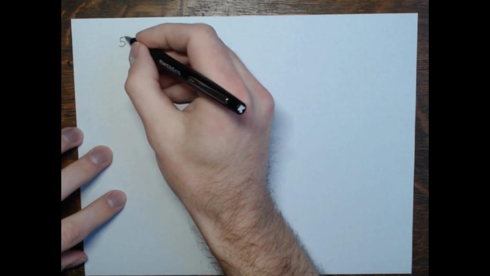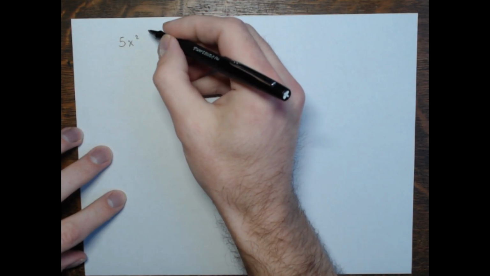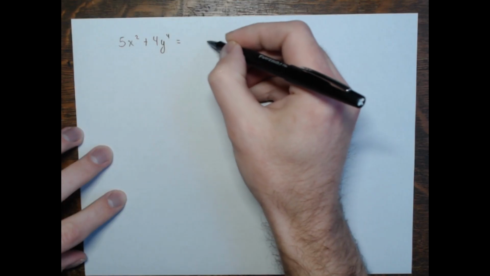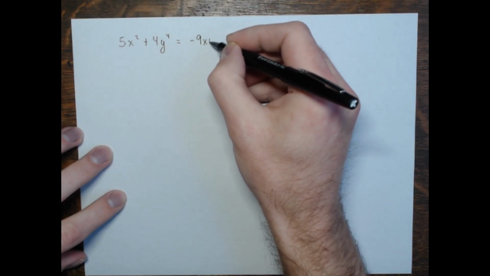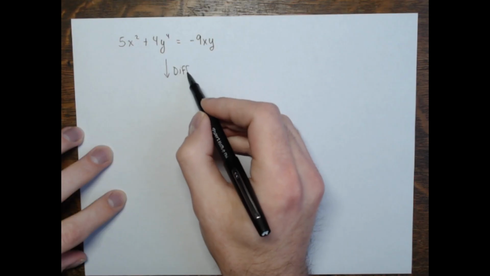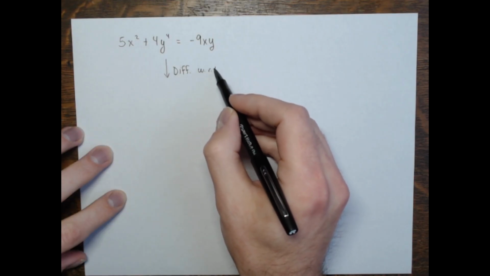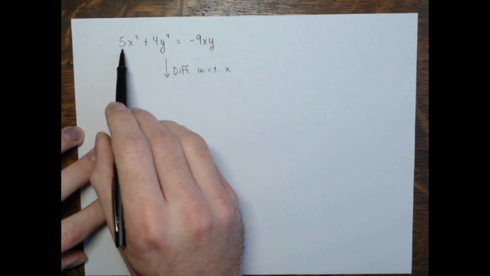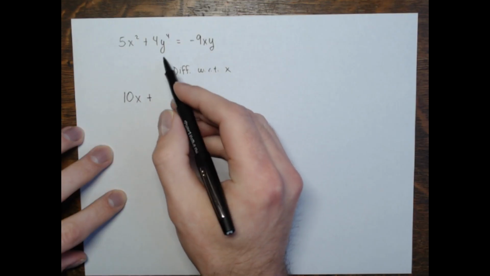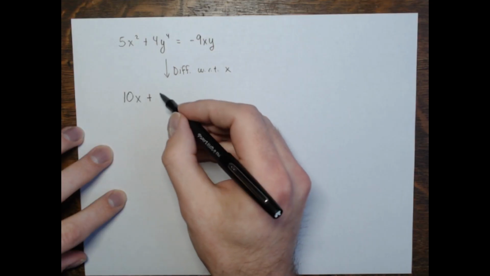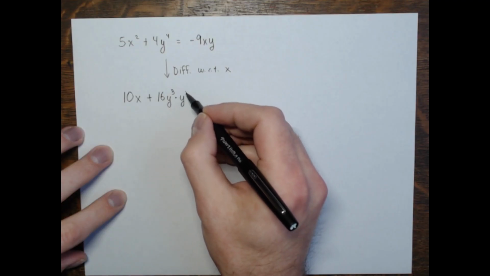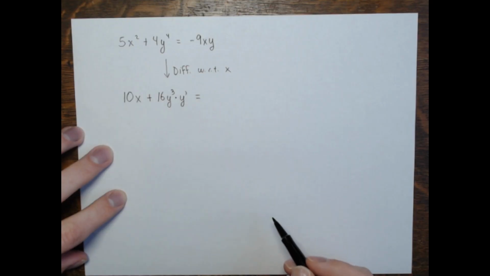So the equation for our curve, right, you got 5x squared plus 4y to the fourth equals negative 9 times x times y. And I'm going to differentiate both sides with respect to the independent variable x. So 10x plus, and then I got to use chain rule here. This would be 16y cubed, but then times the derivative of y. All right, so times y prime.